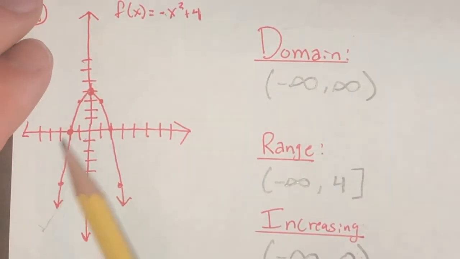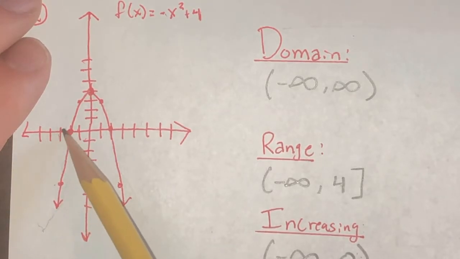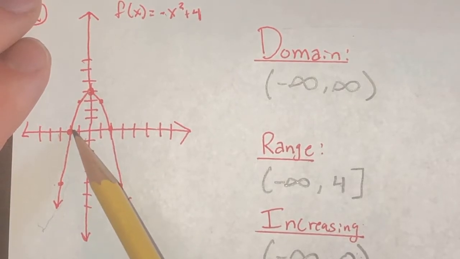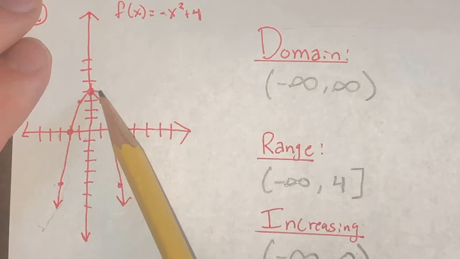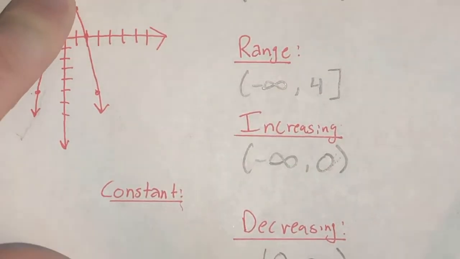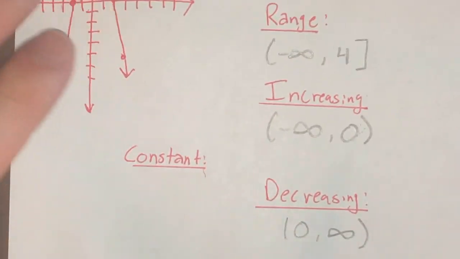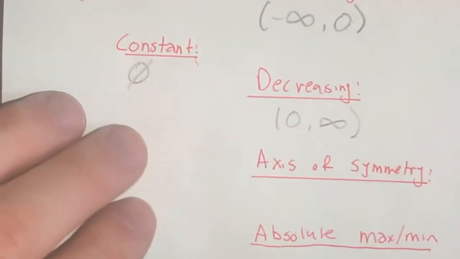Again, let's look at the other way. Negative 3 is negative 5. Negative 2 is 0, so that's more. Negative 1 is 3, that's even more. We get up here, even more. So left to right, it's going up. Left to right, it's going down. Where is it constant? It is never constant.